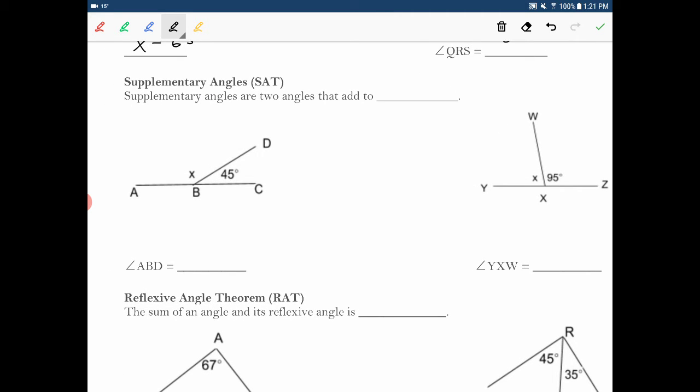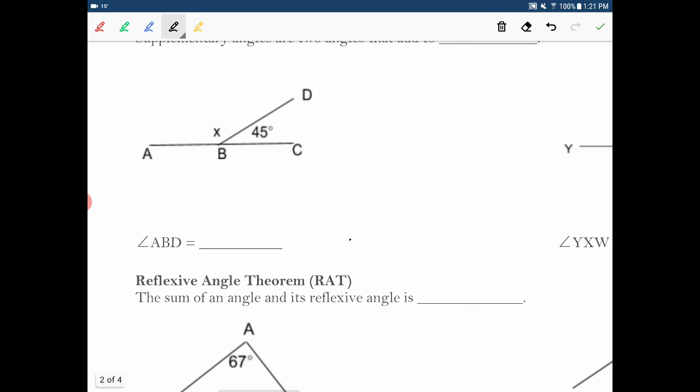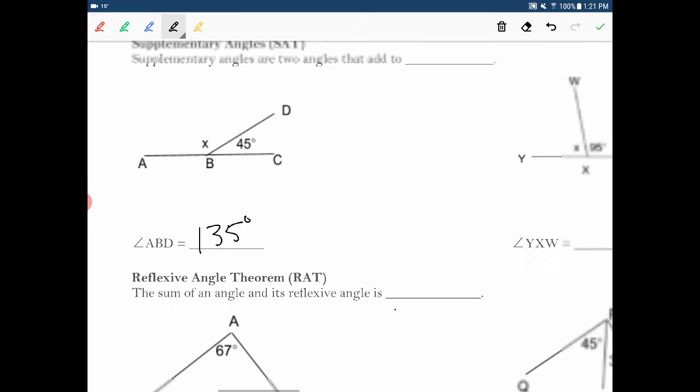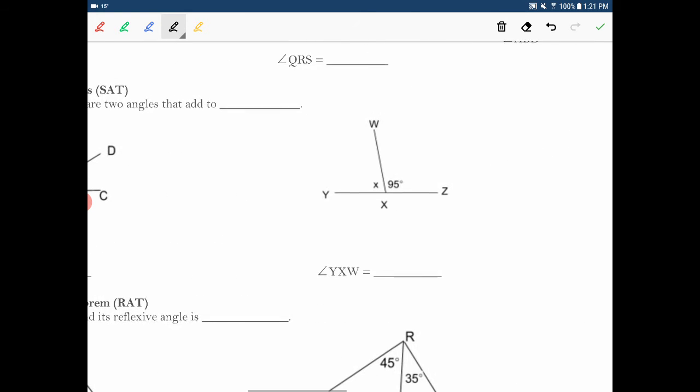All right, anyway, supplementary angles. These are angles that add up to 180 degrees. So when you stick these ones together, they make a straight line. And you're much more likely to deal with supplementary angles. They come up over and over again. So for instance, this one here is going to be 135 degrees because if you add 45, you'll get 180. And over here, we've got 95, which to get 180, you would need 85 degrees.